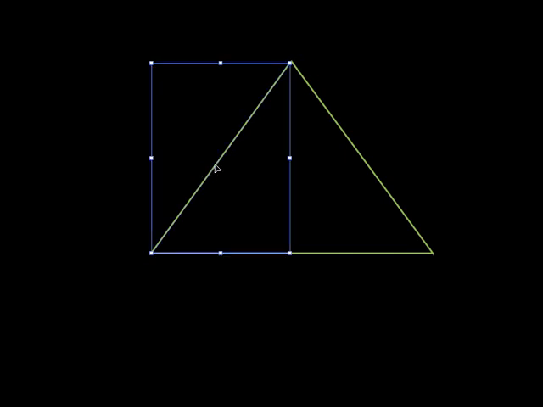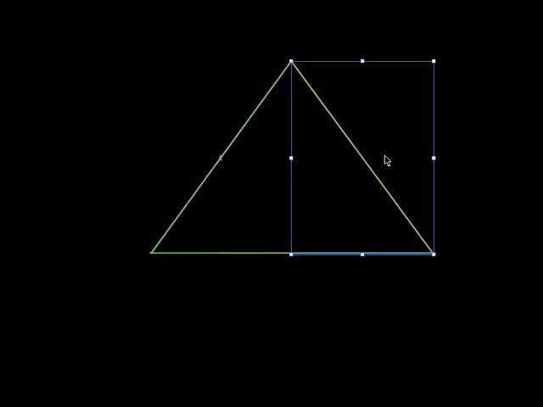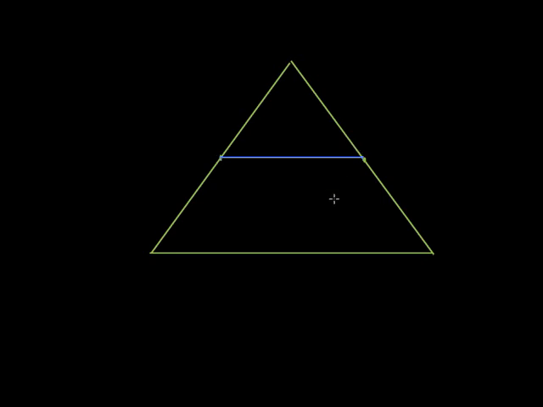They don't really call this a mid-segment, but it actually probably is. So watch: find the midpoint here, find the midpoint here, and then connect like that. And then they put some letters in here. Watch, this is A, B, C, and D.